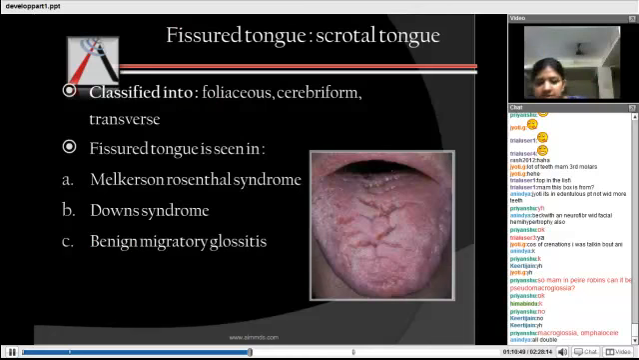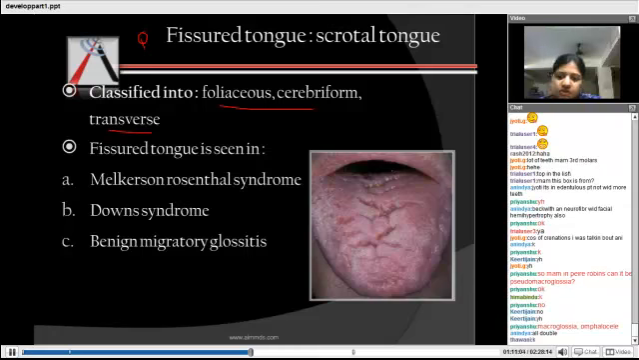Coming to fissured tongue, also called scrotal tongue, the other name again is important over here. You have a classification for this, that is, it's divided into foliaceous, cerebriform and transverse. This is how all of you can see in the diagram. That's how a fissured tongue will look. You can see all these fissures over here, right? All of you can observe those fissures there.